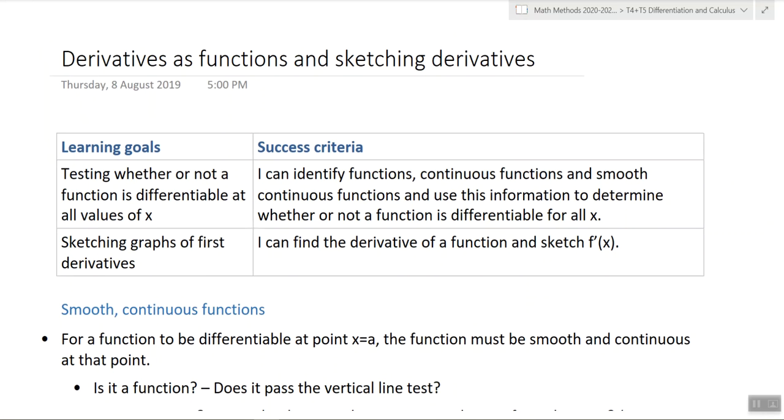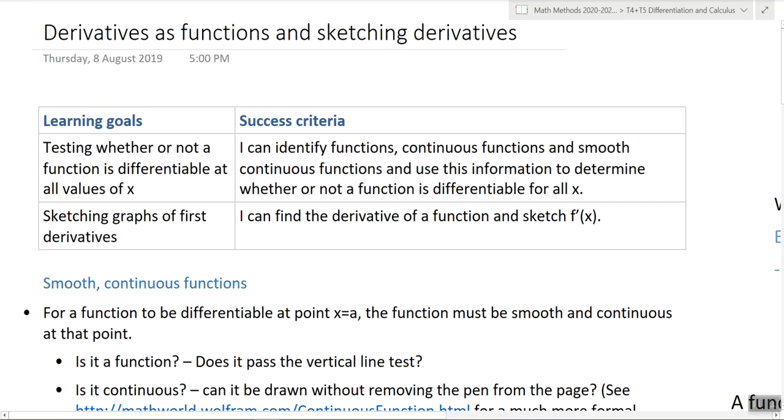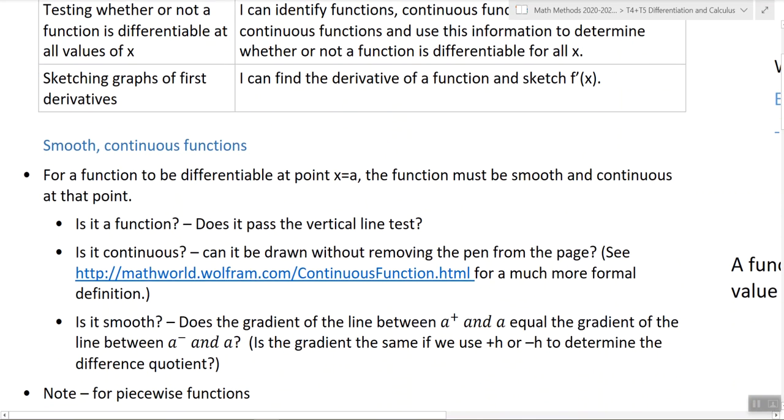So your goal today: test whether a function is differentiable at a value of x and sketch the graph of the derivative. So it's a simple test to see if a function is differentiable. Okay, so let's say there's a point A on the function, or x equals A. The function must be smooth and continuous at that point.